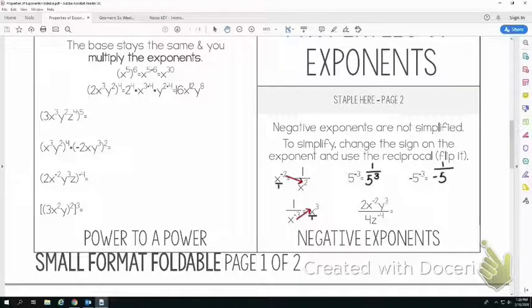Negative 5 cubed. The base can be negative. The exponent cannot. So make sure that you're aware of that. You can have a negative base, that's fine. It's the exponent that you're concerned about.